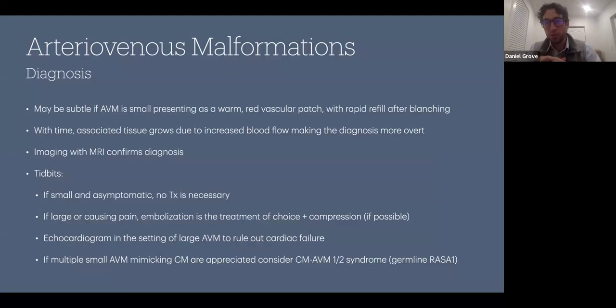AVMs also tend to be a little bit warmer to palpation, and sometimes you can feel a palpable thrill. As far as diagnosis for this, ultrasound I find to be less helpful. Usually MRI is the diagnosis of choice. These AVMs usually are primarily managed by our interventional radiology colleagues, and they're usually managed through embolization.